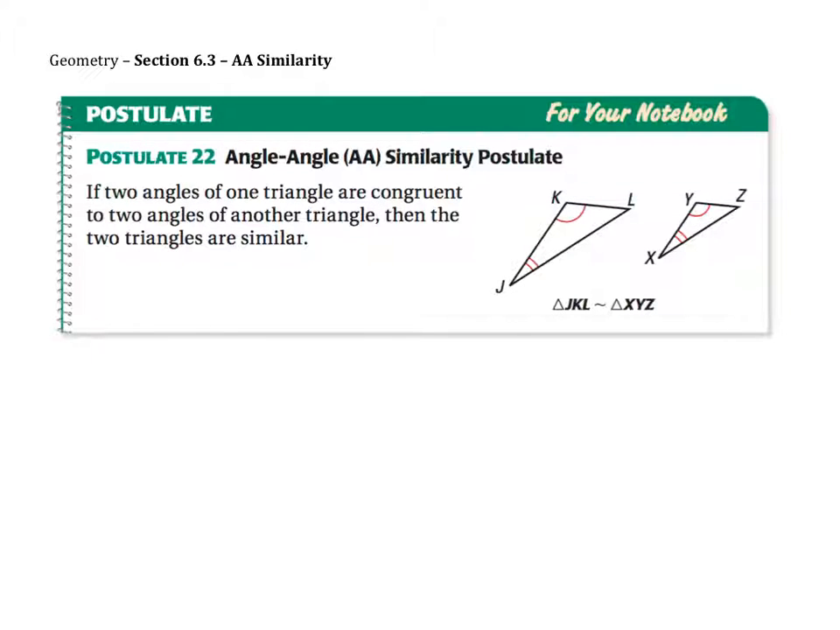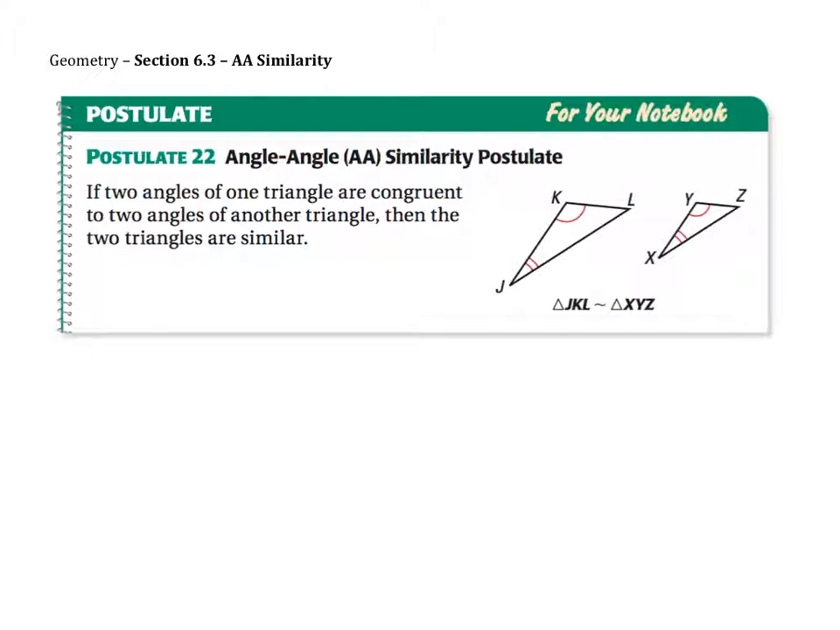Section 6.3 is about angle-angle similarity. So yes, you guessed it, we'll get back into proving, but this time we're not going to prove that things are congruent, but we're going to prove that things are similar. So we'll start with the postulate, angle-angle similarity postulate. If two angles of one triangle are congruent to two angles of another triangle, then the two triangles are similar.